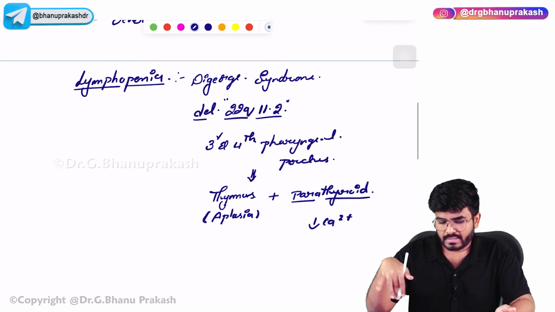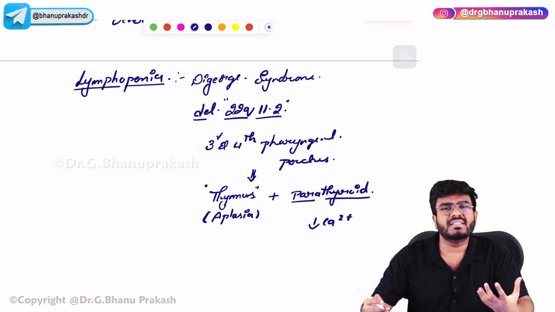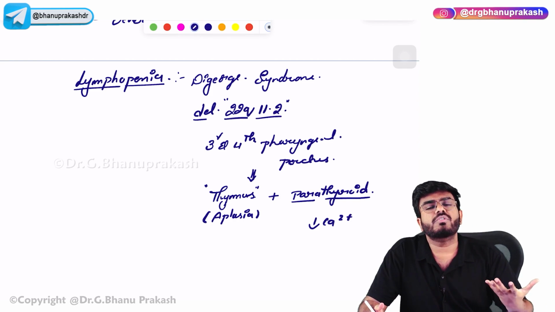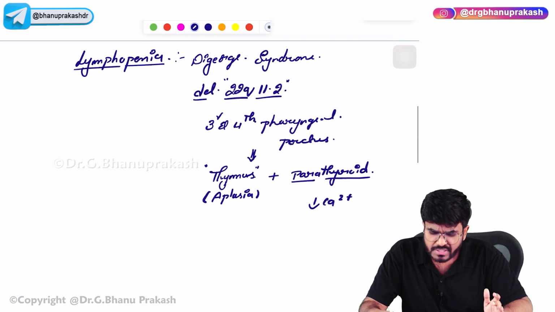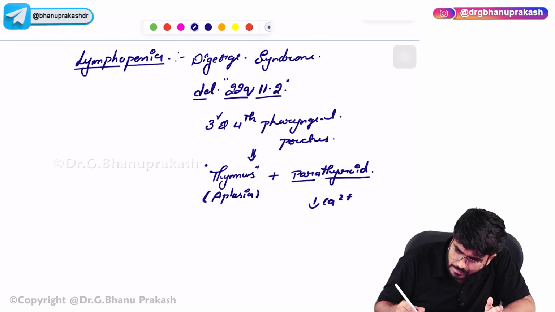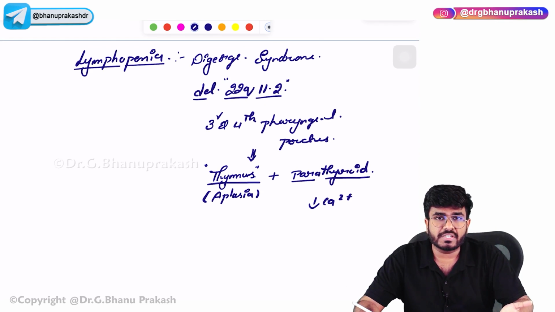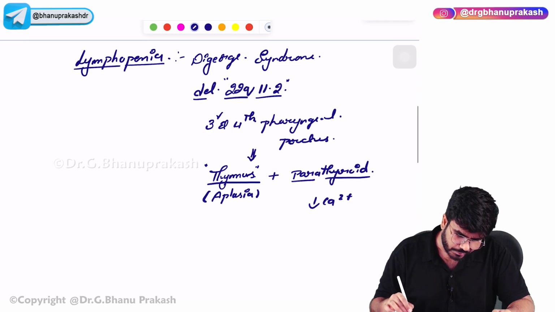Now here, what I want you to know is, we all know that the thymus is a site where the lymphocytes will mature. The maturation of lymphocytes will occur. So in DiGeorge syndrome, the patient is going to have lymphopenia because the thymus is not present. With thymic aplasia, this patient is going to have severe immunodeficiency and recurrent infections. So that's the point which I want you to know.